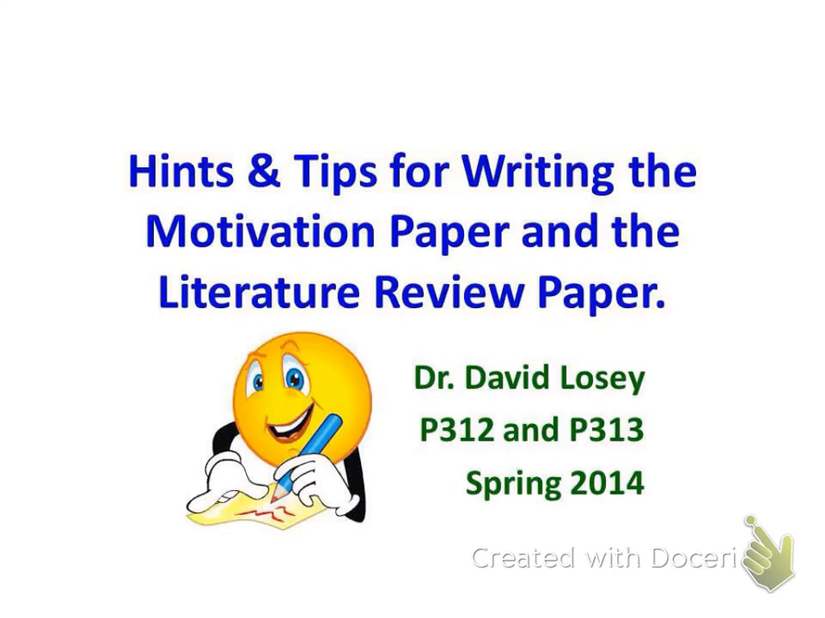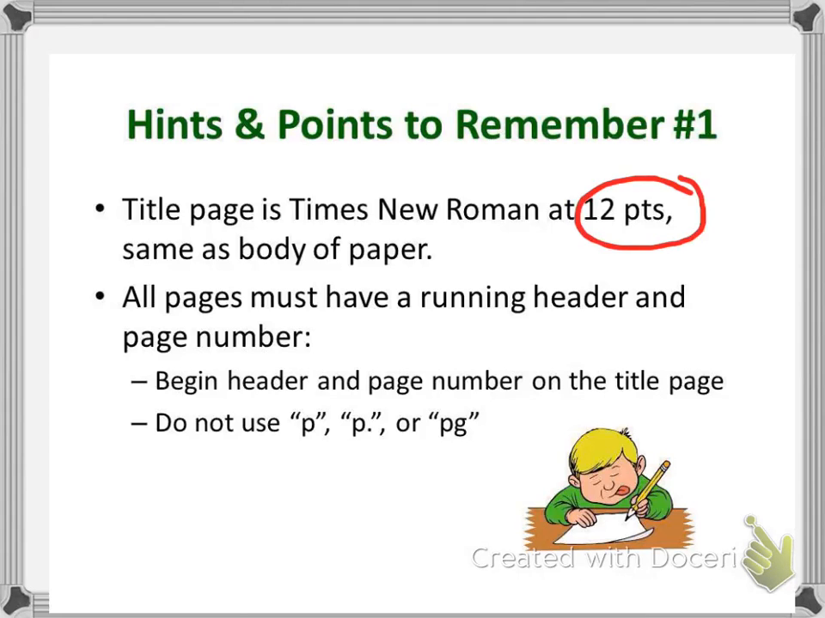Hello and welcome to Hints and Tips for Writing the Motivation Paper, which is an assignment in P312, and the Literature Review Paper, which is an assignment in P313. And I hope that this helps. You still need to visit the IUS Writing Center for APA format or the Purdue OWL Center. That's Online Writing Lab. Both are good sources for APA material and APA format.